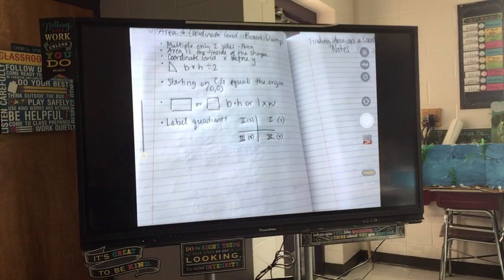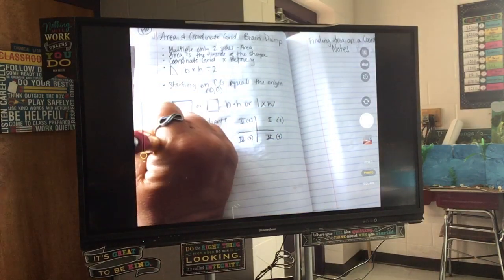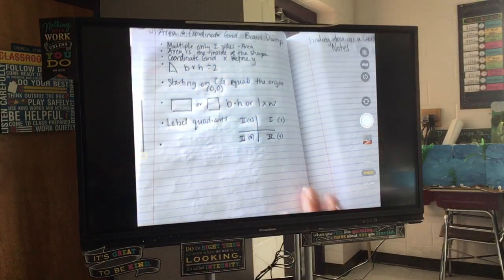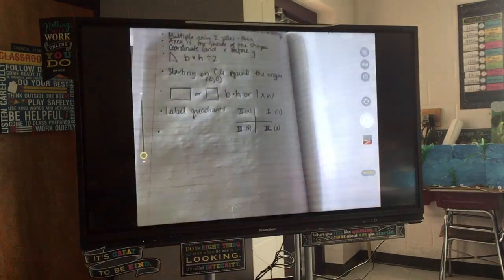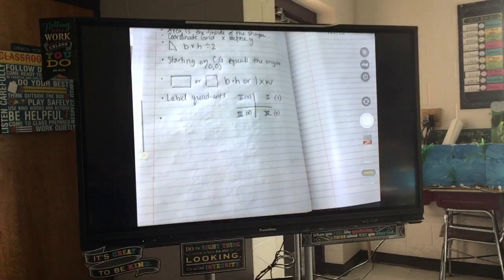Alright, what else? Anything else? Alright, Cam? Bottom equals left times width. Say it again. Bottom equals left times width. You're right, but we're not doing volume today. Just area. We'll save that for Wednesday. We're doing volume on Wednesday.